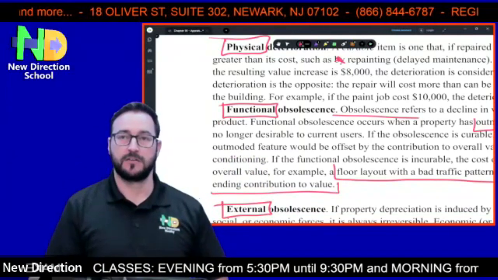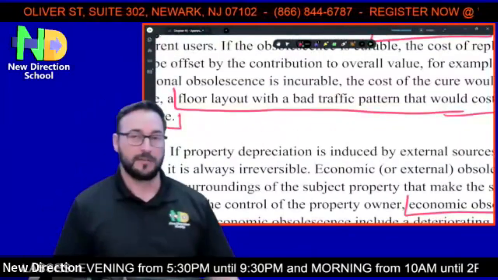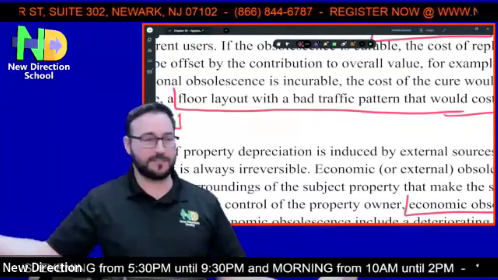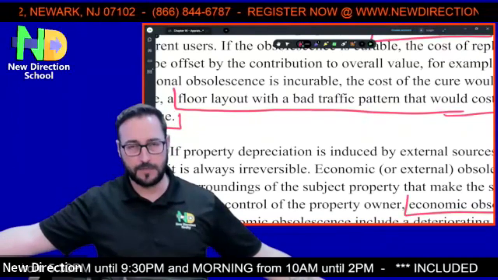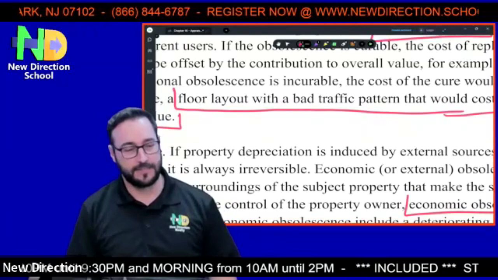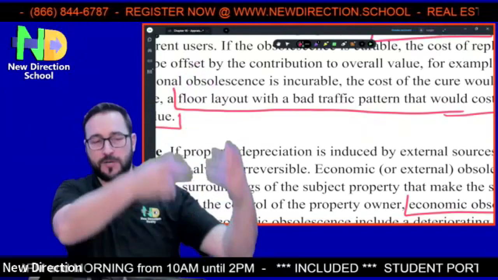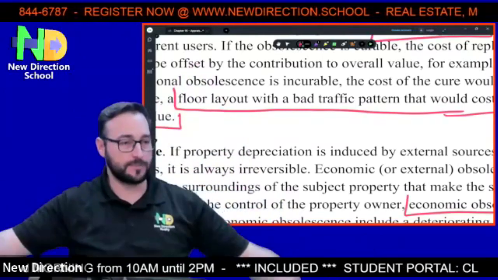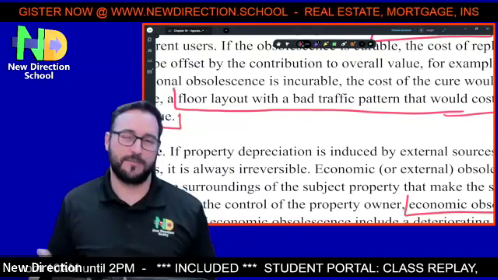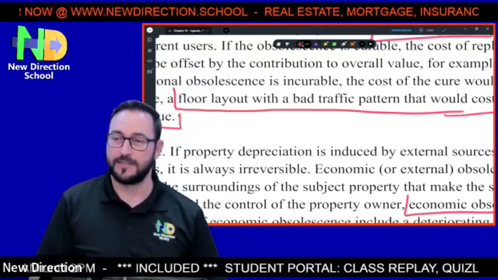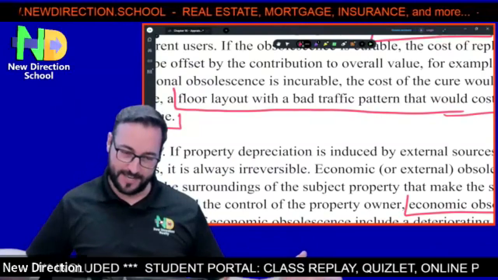Does that make sense? So when I highlighted here the floor layouts with bad traffic pattern, this is not a rectangle, this is not a square. This is an odd shaped room over here with a column, not in the middle, but there's a column that stops me from having an optimal layout. All right. So remember that, because there may be a question in the state exam or school exam that involves support columns and the layout. So the floor layout is the answer.